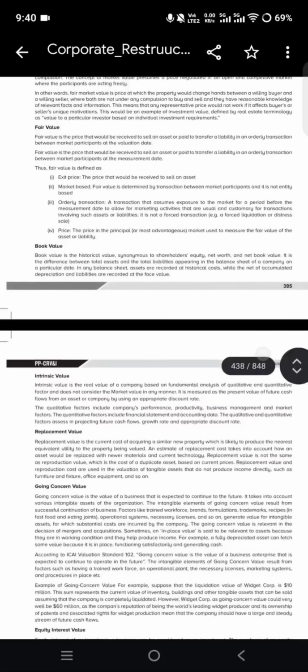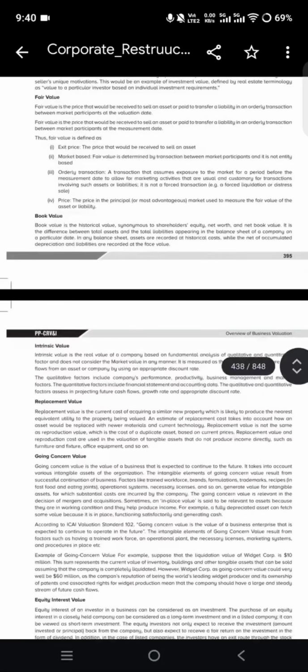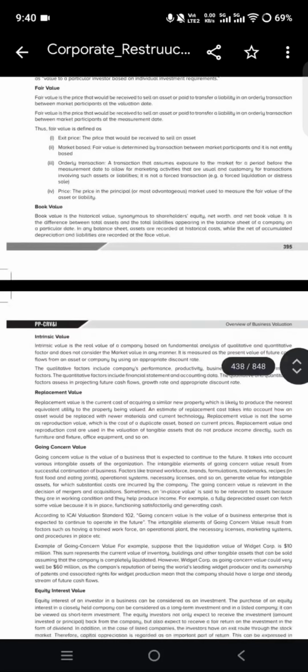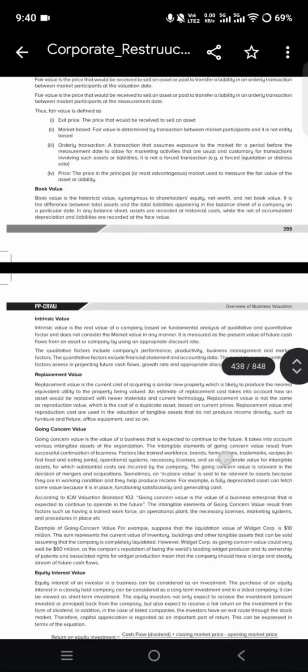Issue of sweat equity by a listed company. The price of sweat equity shares shall be determined in accordance with the pricing requirements stipulated for a preferential issue to a person other than a QIB. So for QIB, pricing will be different.